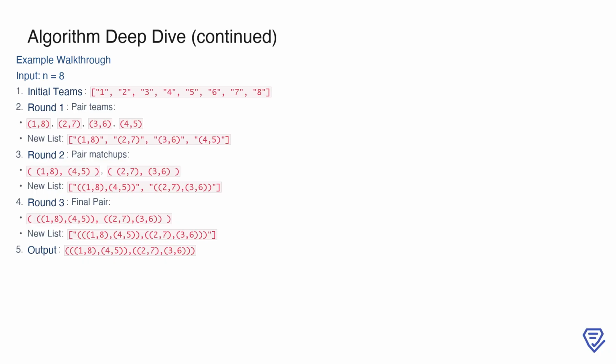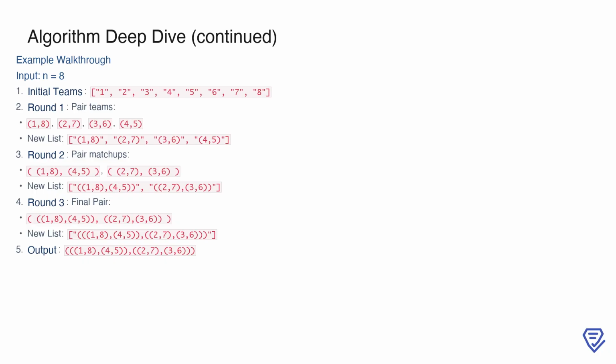In the second round, we pair these matchups (1,8), (4,5), and (2,7), (3,6), resulting in the list 1 8, 4 5, 2 7, 3 6. In the third and final round, we pair the two remaining matchups, producing the final string 1 8, 4 5, 2 7, 3 6. This string represents the entire tournament structure, showing all matchups from start to finish.